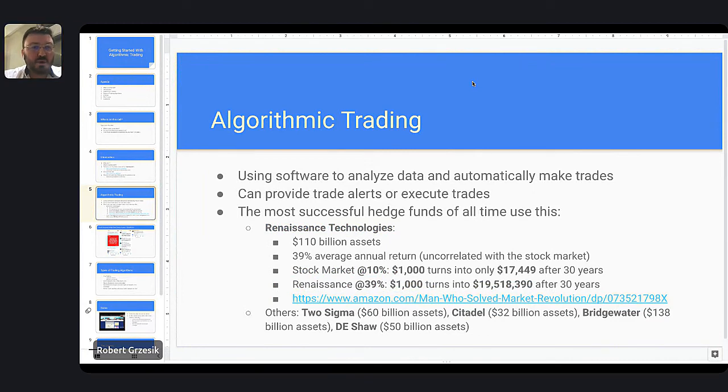So what is algorithmic trading and why should you care? Why does this matter? First and foremost, algo trading is using software to analyze data and potentially to automatically make trades. There are some companies that do just the first part. They'll use a lot of data analytics. Most hedge funds do this actually.